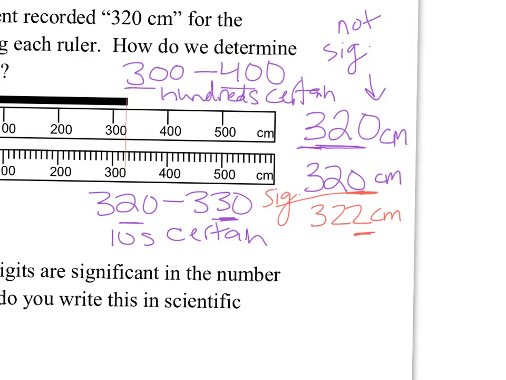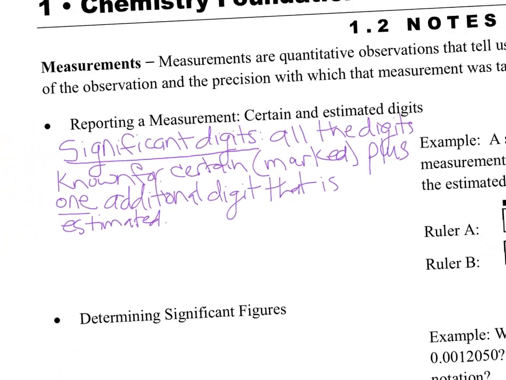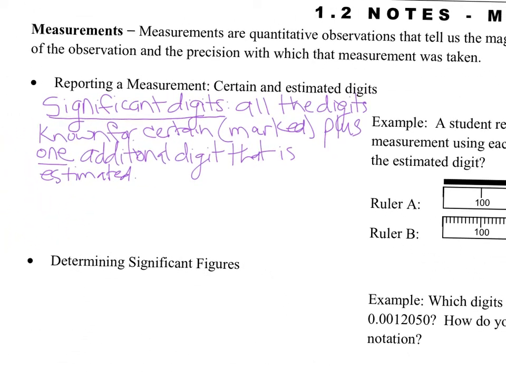Right, let's move back over here to the rules. All the digits that you know for certain. When you record a measurement, when you read a measurement, you write down all the digits you know for certain, and you add one that is your eyeball. Even if it's really small, you always are estimating between the two lines.